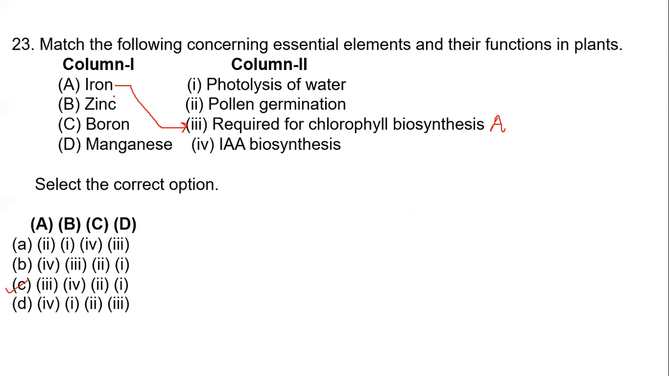Zinc is required for indole acetic acid synthesis. Boron is required for pollen germination. In your class 12, you will learn an experiment on pollen tube germination. Photolysis of water is facilitated by the element known as manganese. So the correct answer is option C. Done, everybody? Is that clear?